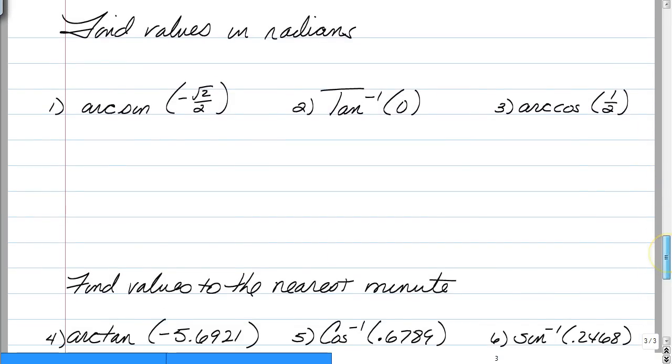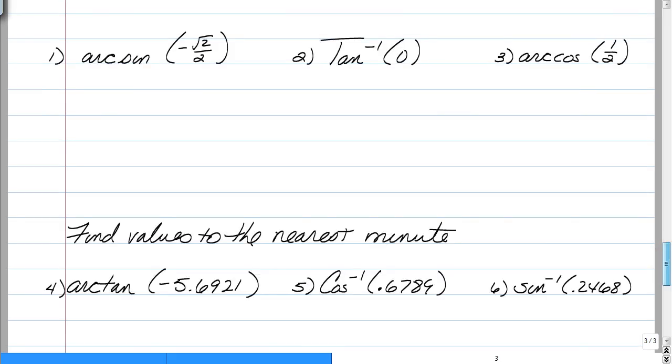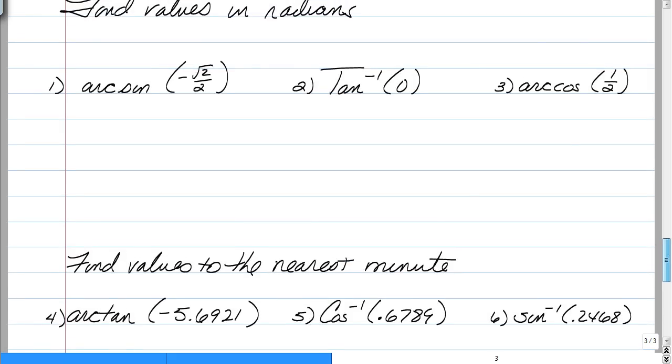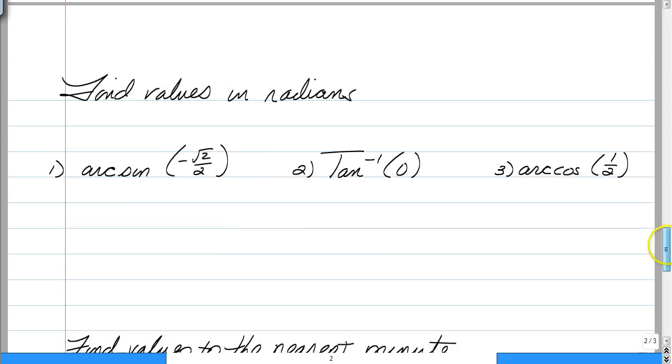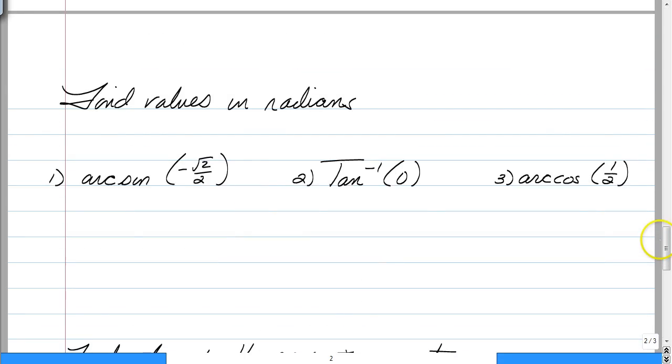I would like you to find the values in radians, and then I have some for you to find to the nearest minute. Now, notice, radians are usually pretty nice, so it works out to a nice fraction. But when we talk about degrees, we can have all sorts of stuff. So, what I would like you to do first is think in radian terms and answer the first 3 questions. Just practice using the big arc versus little arc, being able to draw out and see where it's going to be, and see how you do with this.